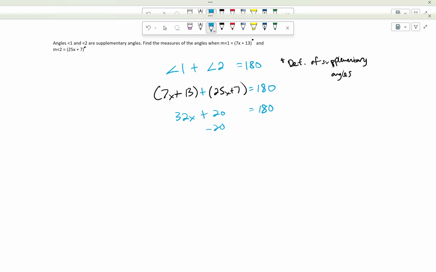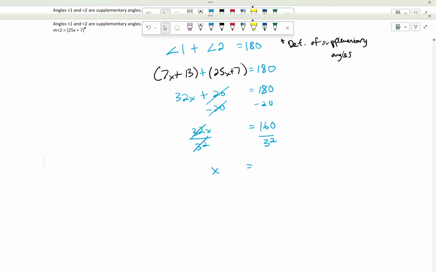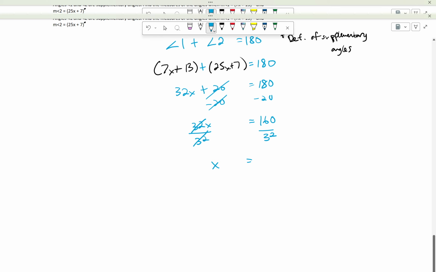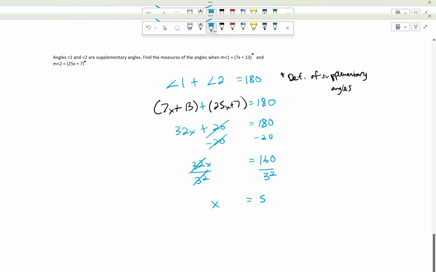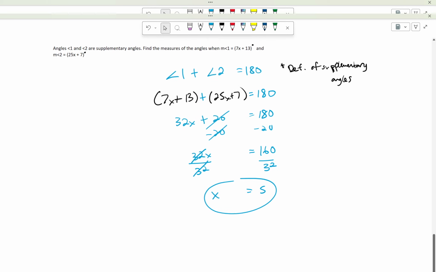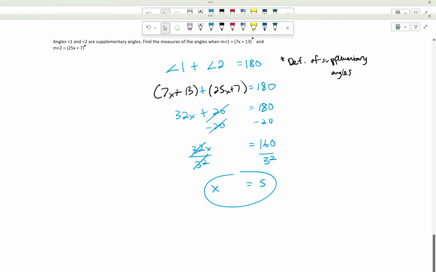I subtract 20 from both sides. 20 cancels, so I have 32x is equal to 180 minus 20, which is 160. I'm going to divide both sides by 32. The 32's factor out, so x is now by itself. It doesn't cancel with factors. It factors to a 1, so it's just 1x. And then 160 divided by 32 is equal to 5. Congratulations, we did that. Cool. So we have this, but that's not what it's asking for. It wants the measures of the angles. It wants angle 1. It wants angle 2.